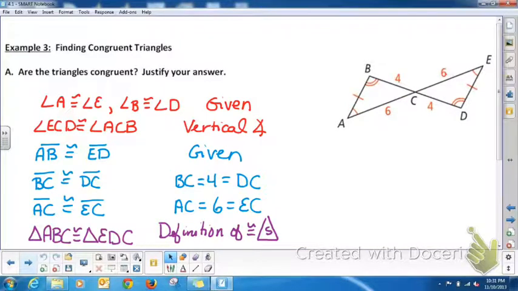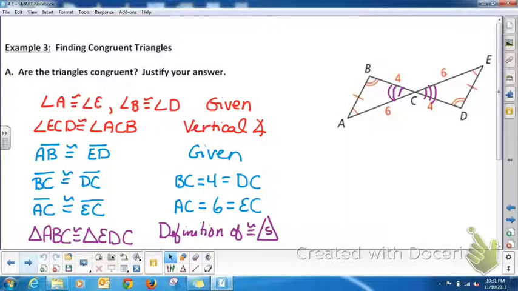So again, let's take a look at this. Angle A is congruent to angle E, and angle B is congruent to angle D. That was given to us. Angle ECD is congruent to angle ACB, because they are vertical angles, so using the vertical angle theorem, they are congruent. Segment AB is congruent to segment ED is given to you. BC is congruent to DC, and AC is congruent to EC, because they're equal. Therefore, triangle ABC is congruent to triangle EDC by definition of congruent triangles.